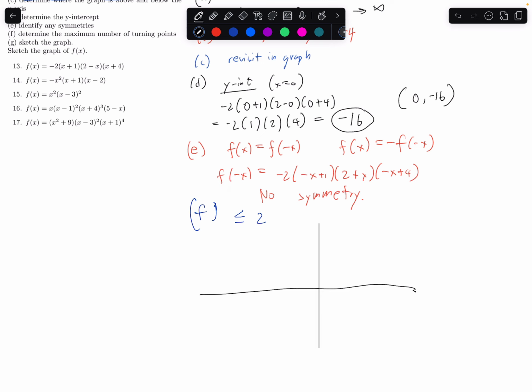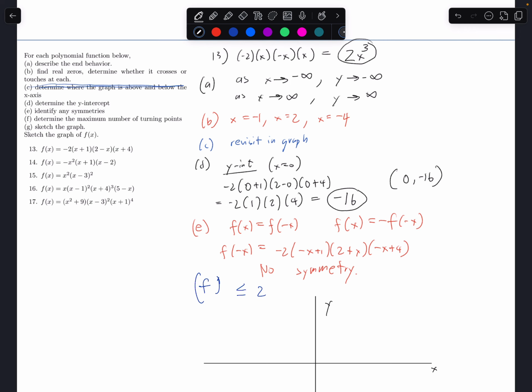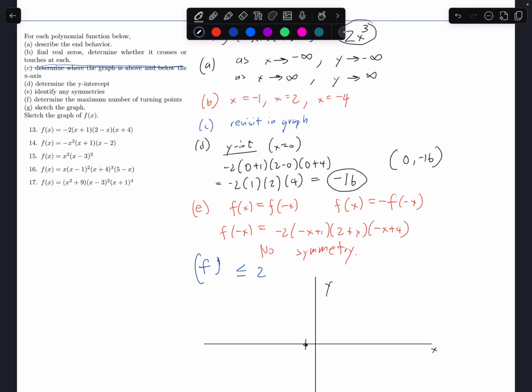Let's draw our axis. And remember what I said when I graph my polynomials, my first step is to just look at my roots, my zeros: -1, 2, and -4. And plot those things. So -1, 2, and -4. Right there. Okay, what's the end behavior?